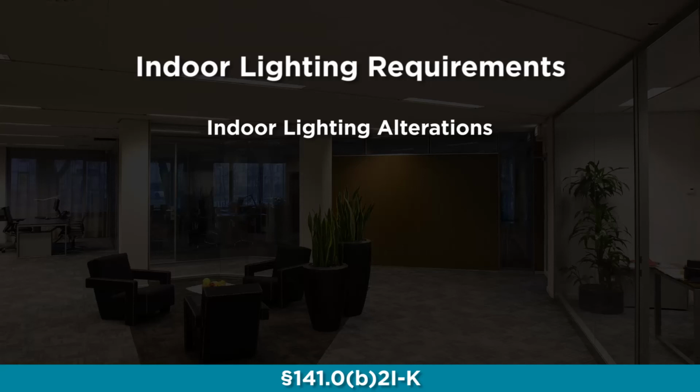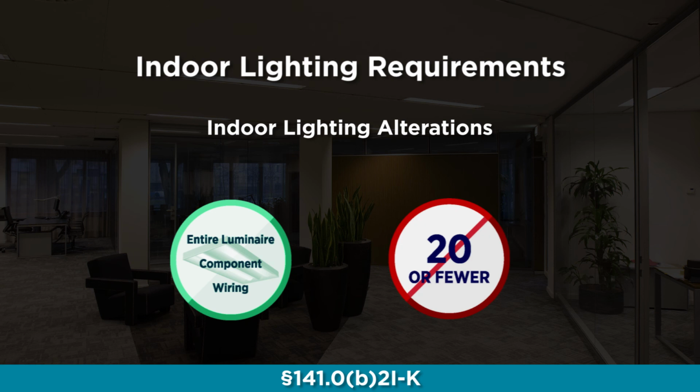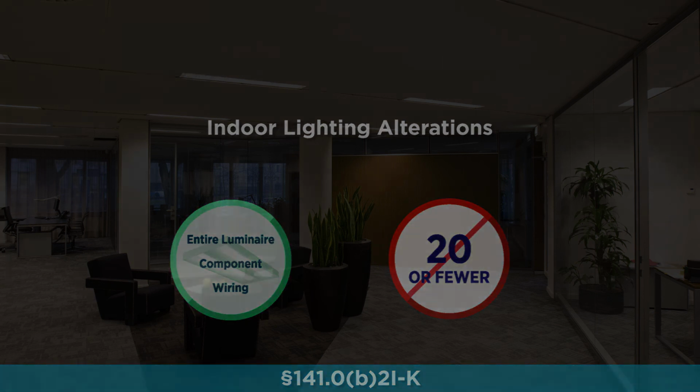Indoor lighting alterations are now categorized into three types: entire luminaire alterations, luminaire component modifications, and lighting wiring alterations. A new exemption in the 2016 code states that when a project adds lighting controls to control 20 or fewer luminaires in total, the entire project is exempt from acceptance testing.